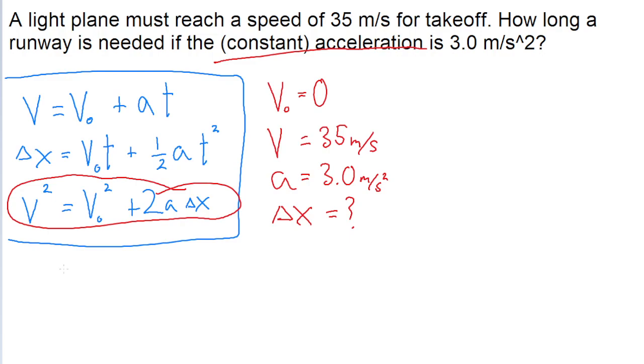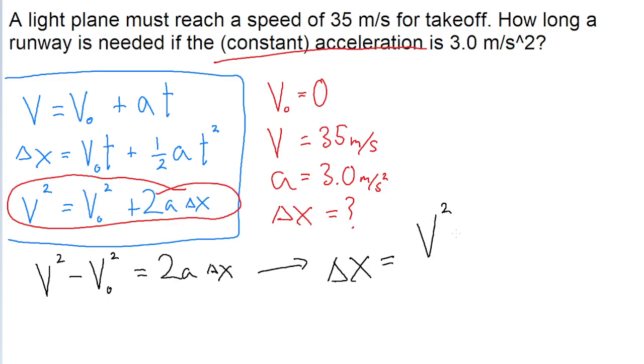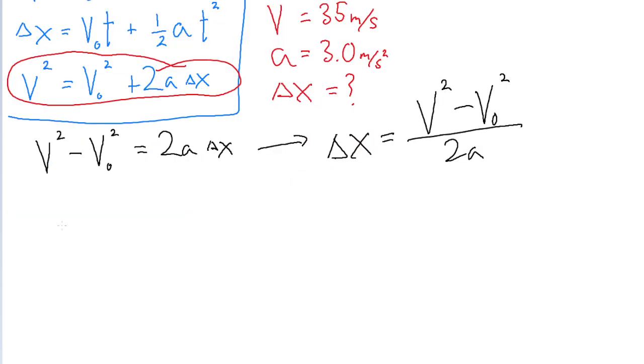So first things first, we'll subtract v naught squared from both sides of the equation. So v squared minus v naught squared equals 2a delta x. And then to solve for delta x, we divide both sides of the equation by 2a. So delta x equals v squared minus v naught squared divided by 2a. And really, that's the equation.